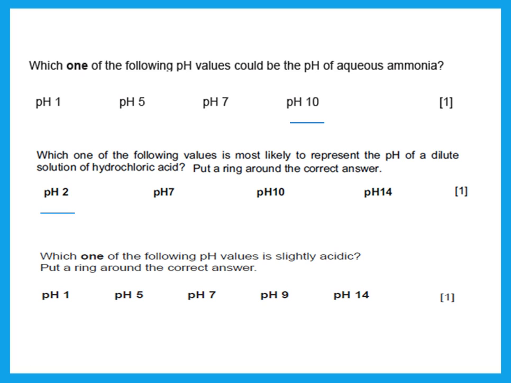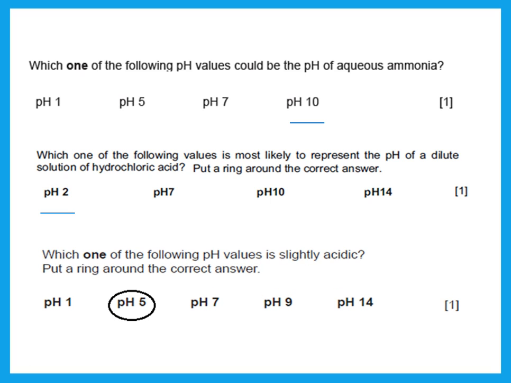Which one of the following pH values is slightly acidic? Slightly acidic means weak acid. Which of these is a pH for a weak acid? You should remember that pH 5 is a weak acid.